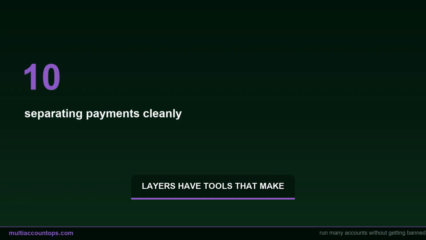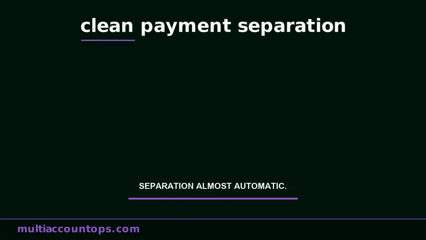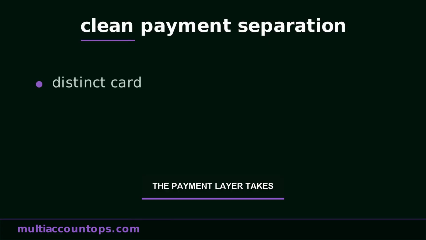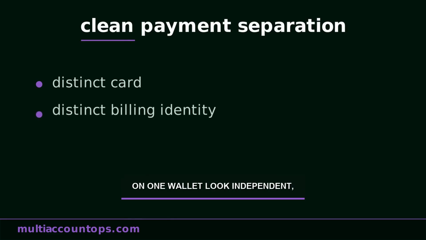The technical layers have tools that make separation almost automatic. The payment layer takes real deliberate effort per identity, and there is no shortcut that makes 10 accounts on one wallet look independent, because they are not.